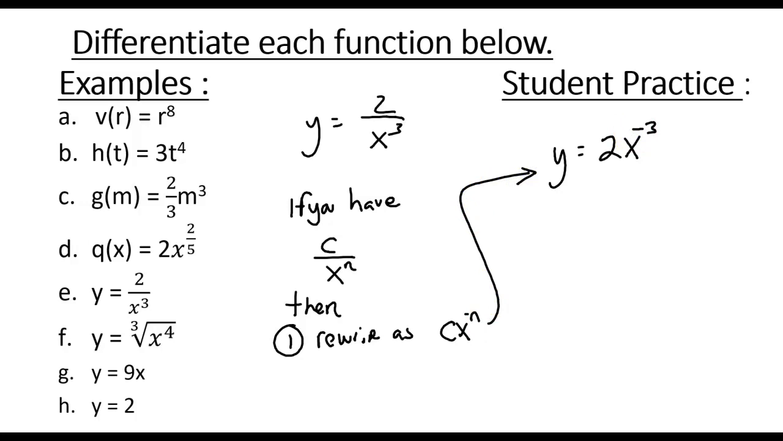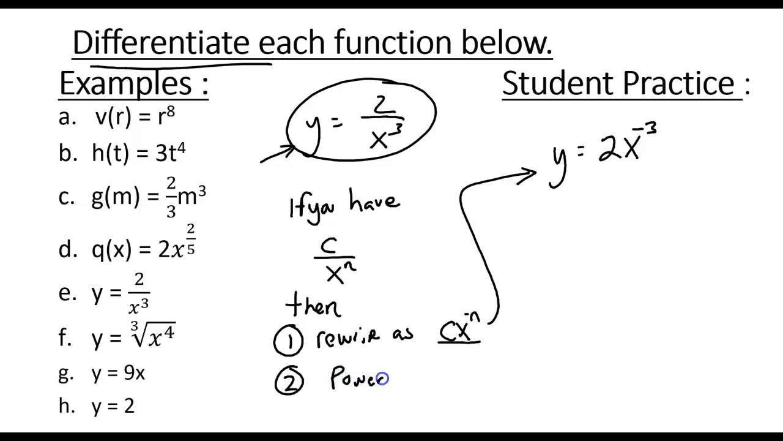Why do I do that? Well, I want to turn this function into a power function. Why do I want it to be a power function? Because I'm trying to find the derivative. I'm trying to differentiate this. And I don't have a rule to differentiate this right now, but I do have a rule for power functions. So by changing to a power function, now I can apply the power rule.